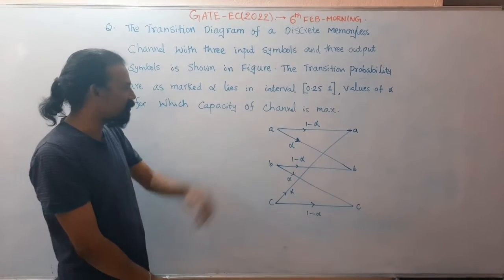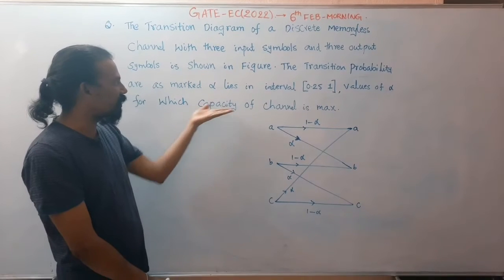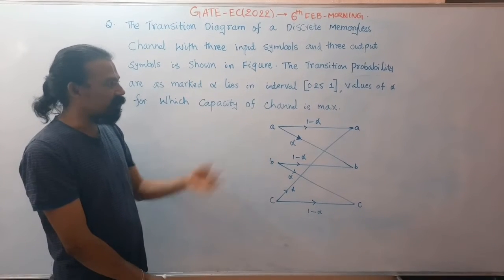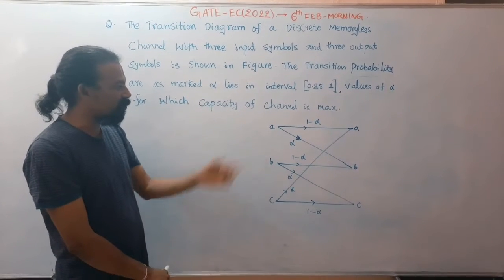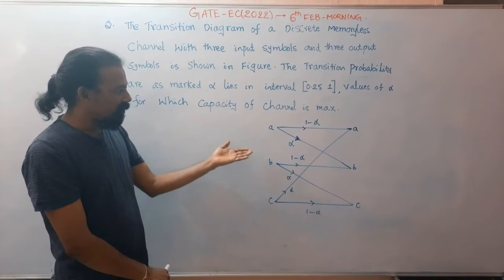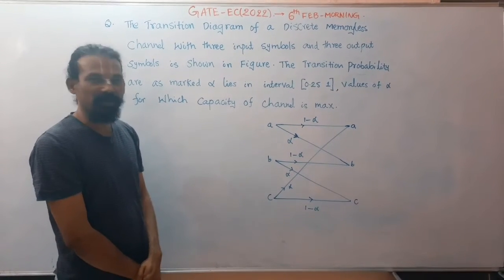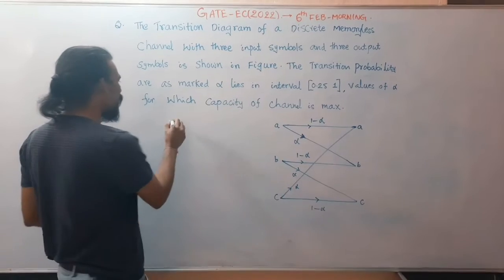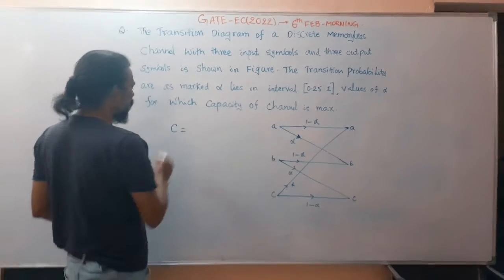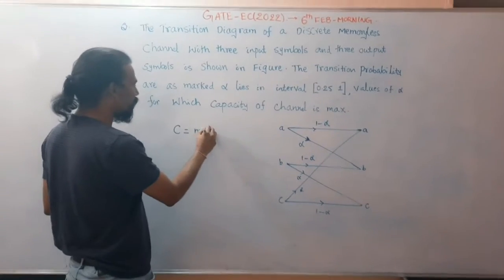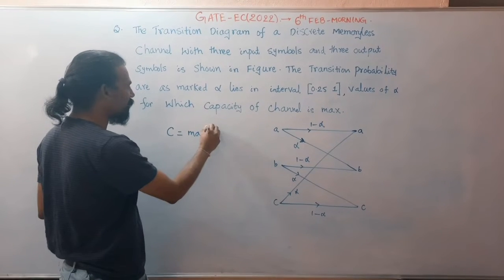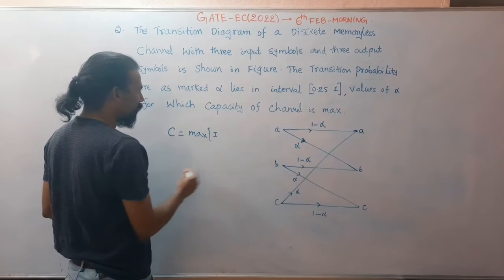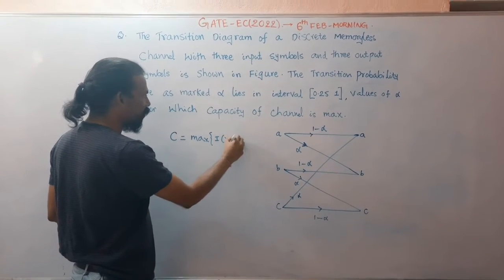It is a very simple procedure. If you know the concept of channel capacity, the corresponding formulas, and the simple application of some conceptual formulas, you can get the answer very fast. Now, what is meant by channel capacity? We know that the channel capacity is nothing but the maximum information that can be transmitted between the channel input and channel output.